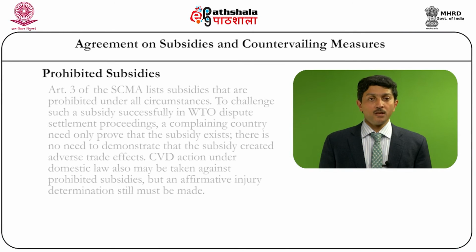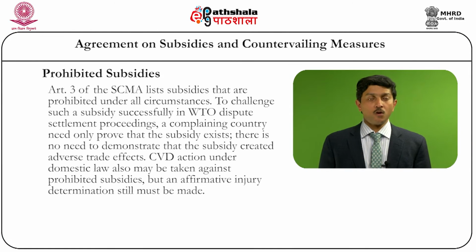Article 3 of the SCM agreement lists subsidies that are prohibited under all circumstances. To challenge such a subsidy before the WTO dispute settlement proceeding, a complaining country need only prove that the subsidy exists. There is no need to demonstrate that the subsidy created adverse effect on any party or on any country. The CVD action under the domestic law also may be taken against prohibited subsidies, but an affirmative injury determination is still necessary in order to make a successful challenge.